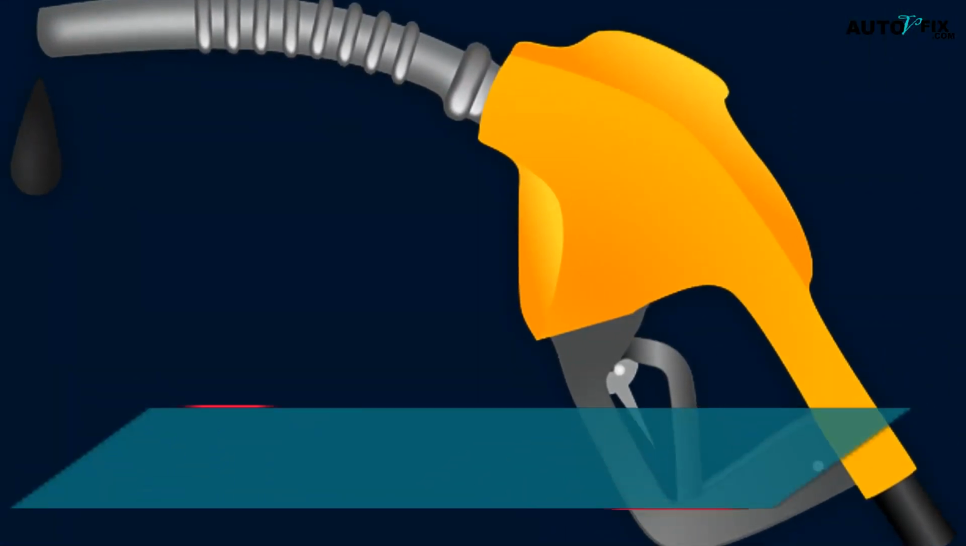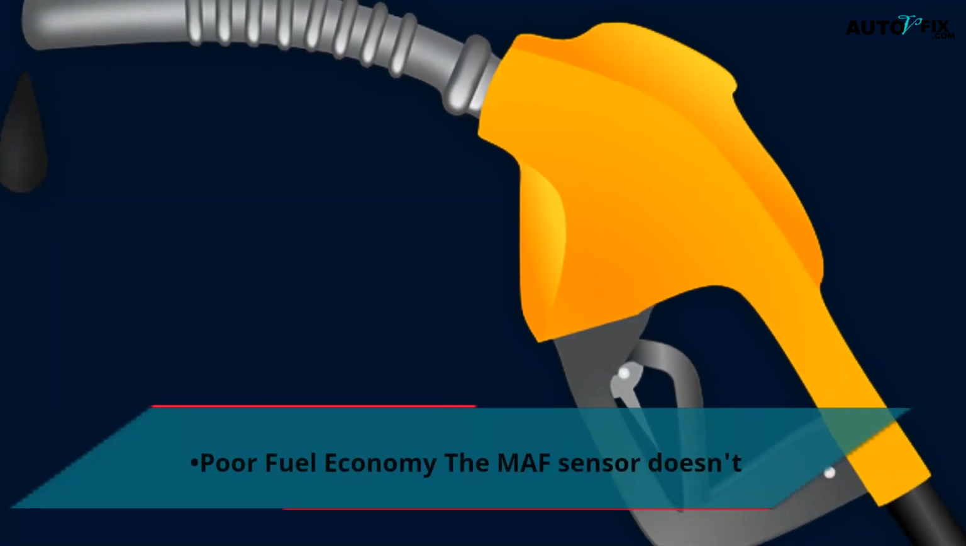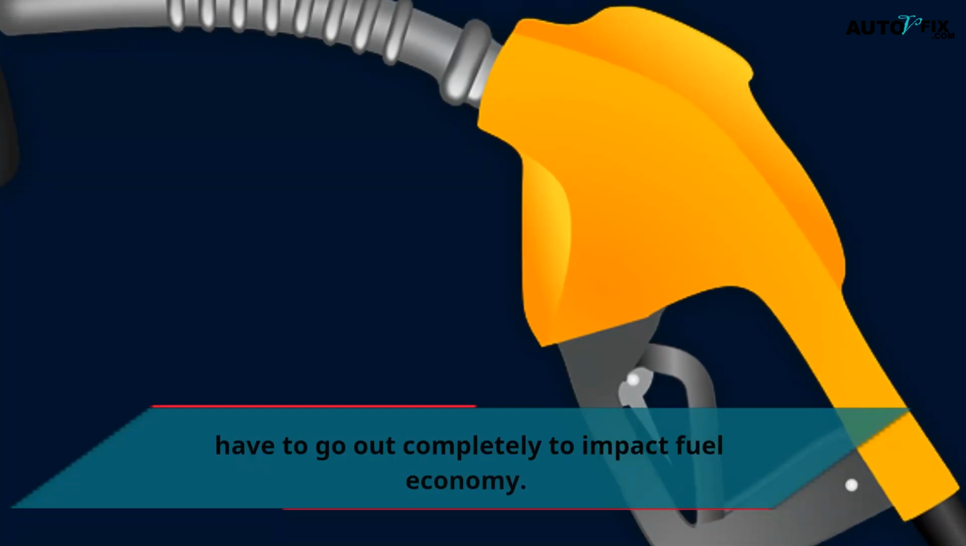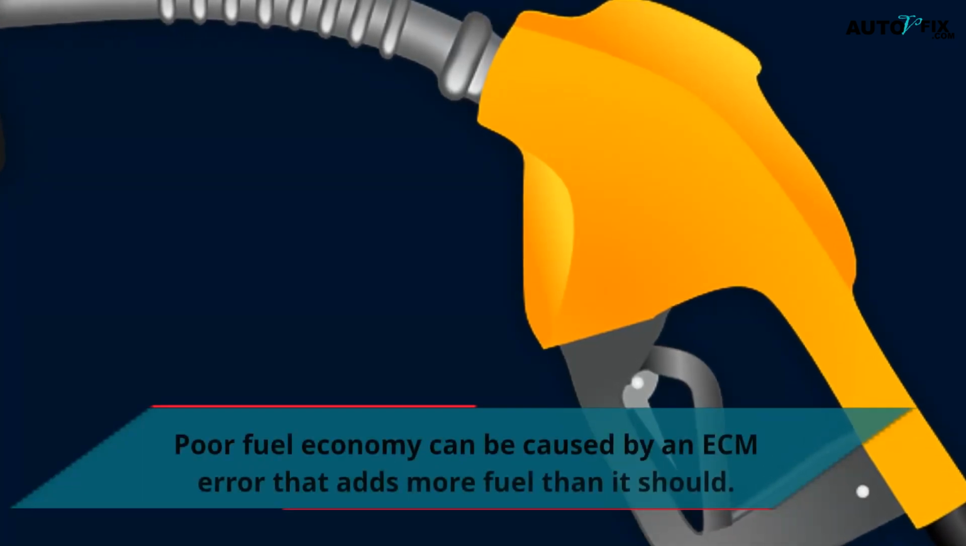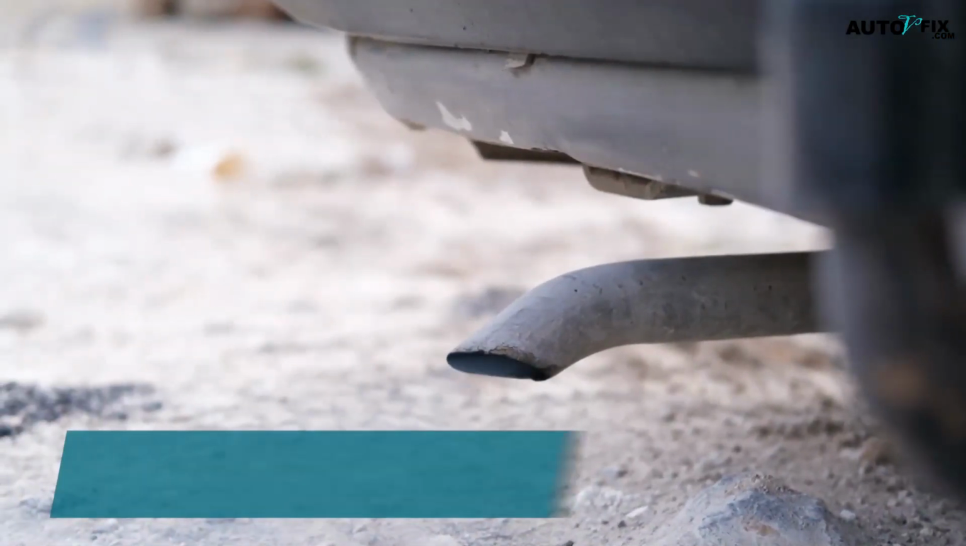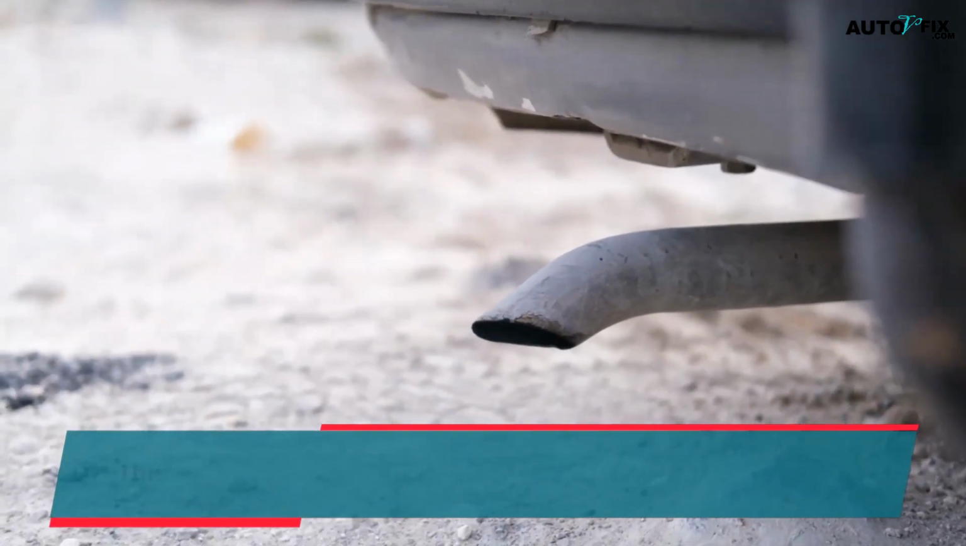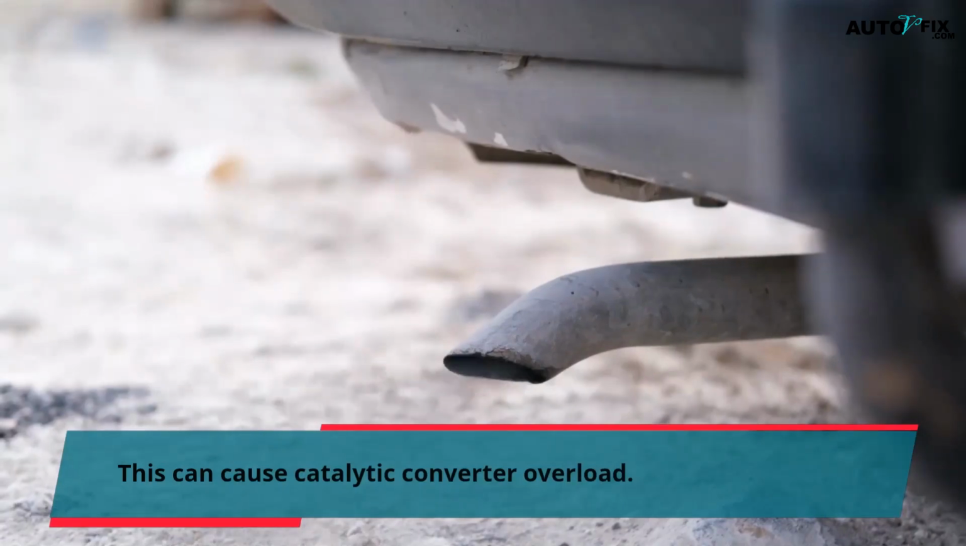Poor fuel economy. The MAF sensor doesn't have to go out completely to impact fuel economy. Poor fuel economy can be caused by an ECM error that adds more fuel than it should. Black exhaust smoke. Sometimes, the ECM can make the exhaust black. This can cause catalytic converter overload.